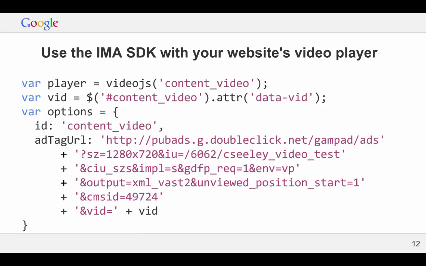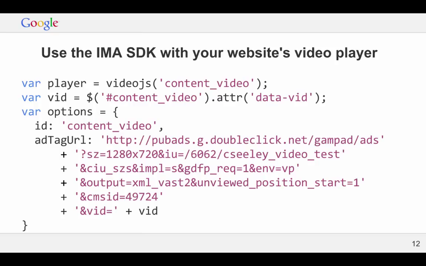So we initialize our video player, and then we're going to grab that VID, that attribute from the HTML element, the data-vid, and we're going to pass that into our options object. So you'll see that the ID that we're going to be putting our player on is the content video, and our ad tag URL, this is generated just like you would generate any other ad tag from DFP by going into the ad unit and hitting generate ad tag URL. The only unique things that we're adding are these last two lines. These were not generated. We're adding in right now the CMS ID and the VID. And the CMS ID is the content source ID in DFP, and the VID is the video ID.